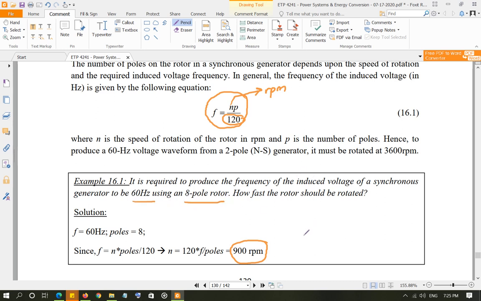8 poles means that there are 4 sets of north and south pole. So you have 4 coils or 4 permanent magnets, and each permanent magnet, of course, has north and south poles. So one magnet has 2 poles.